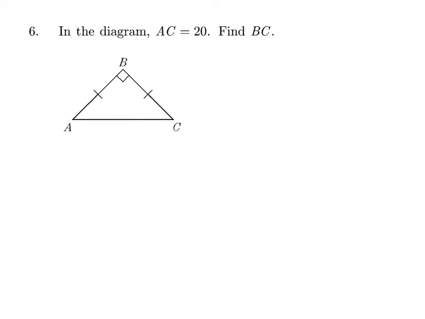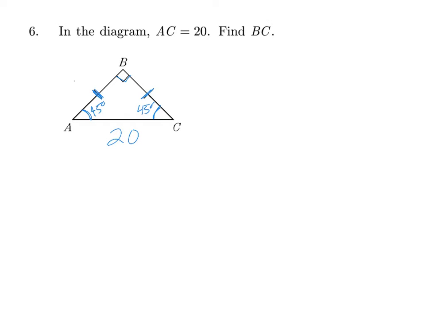All right, in the diagram, AC is equal to 20. Find BC. If you want to find BC, how are you going to do that? Well, this is an isosceles right triangle. If it's isosceles, I know these base angles are the same, and they both must measure 45 degrees. So I have a 45, 45, 90.